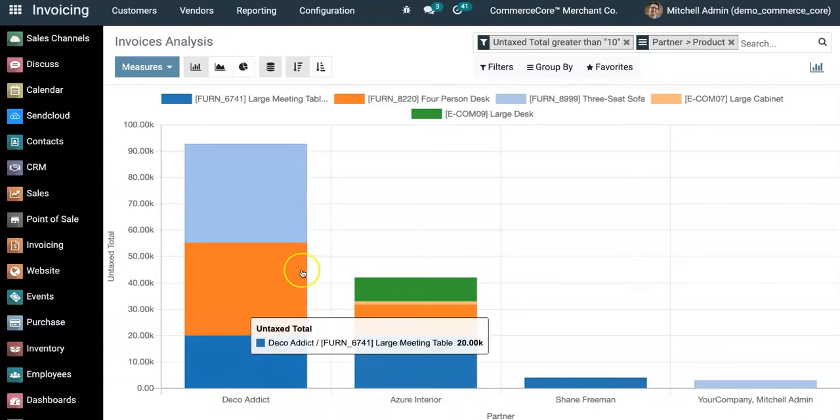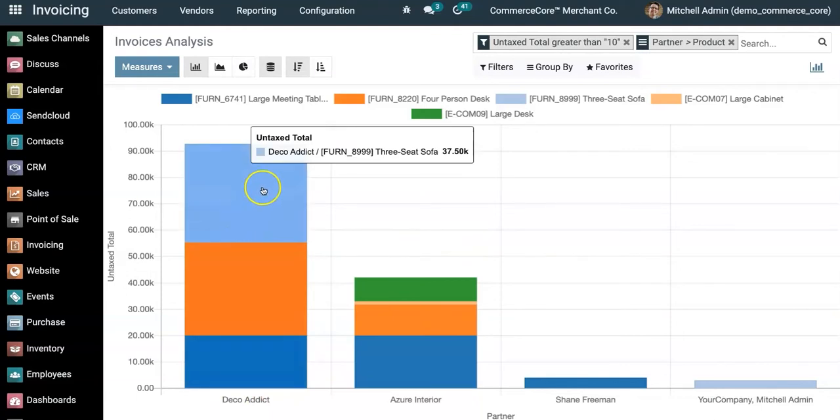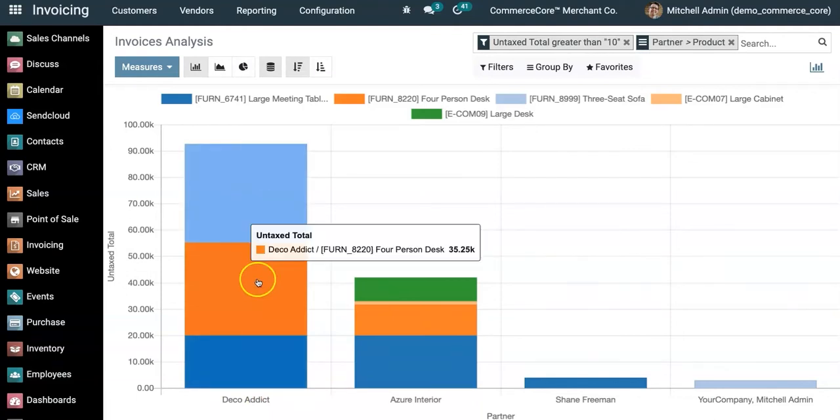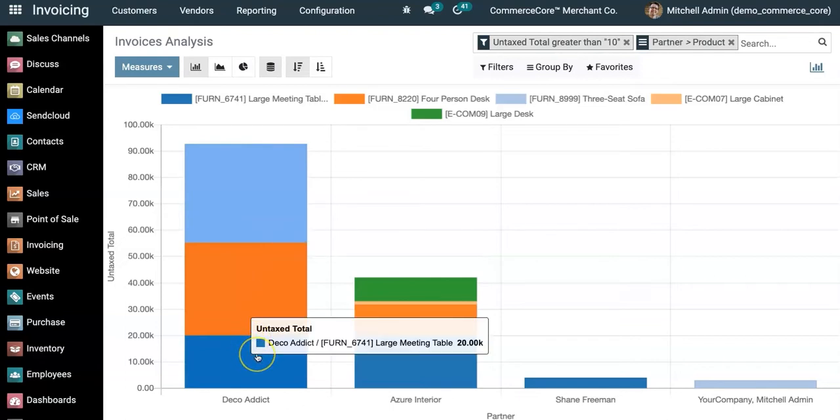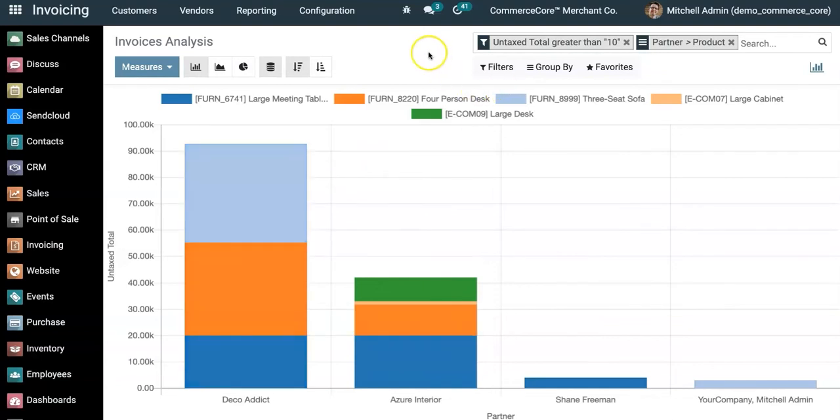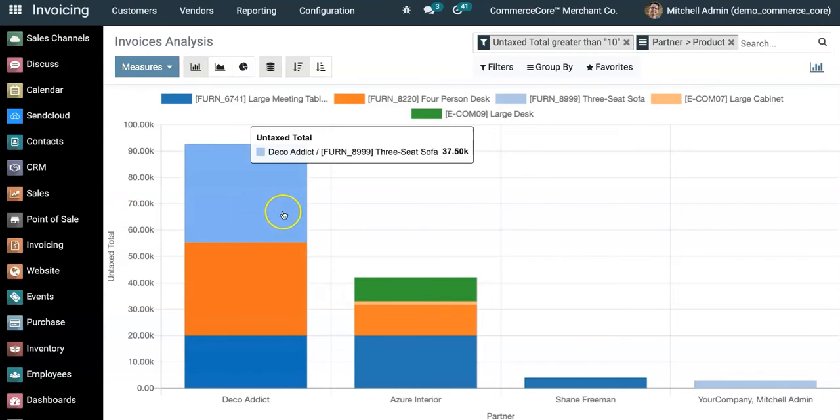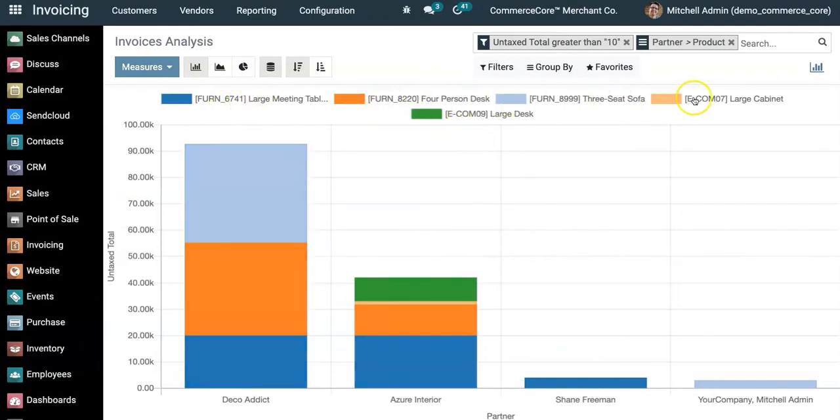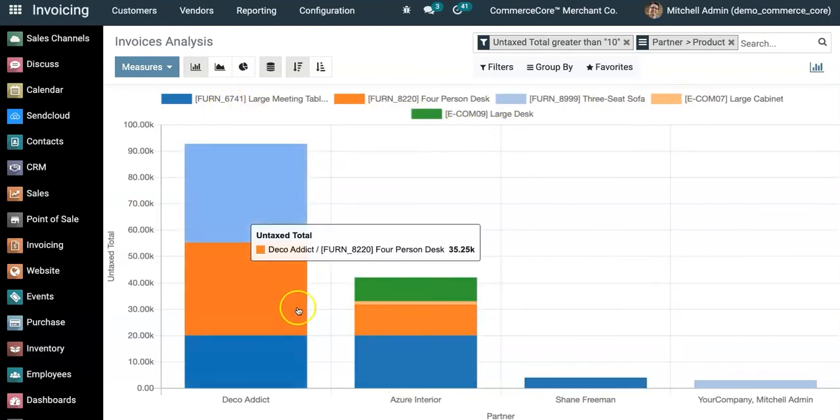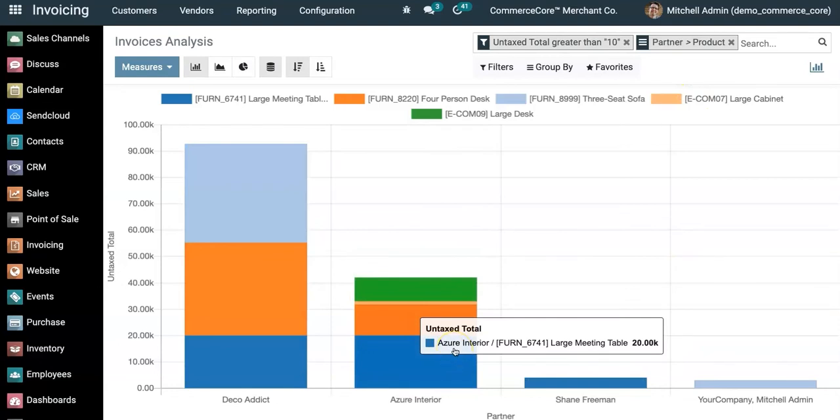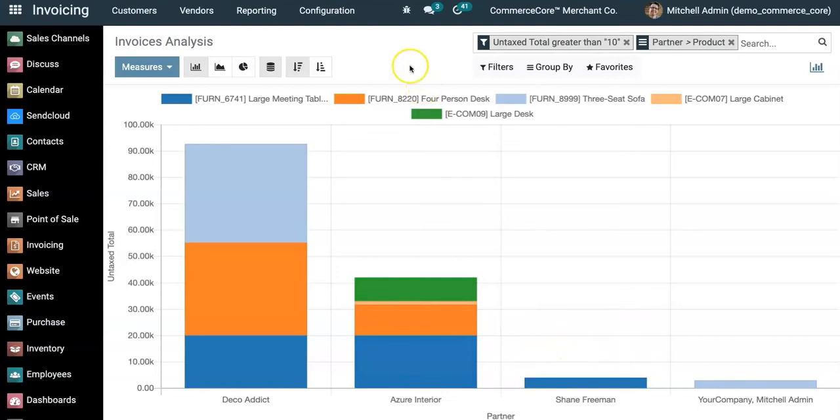So Deco Addict, for example, has been buying $37,000 of sofas and $35,000 of a 4-person desk, and they've been buying large meeting tables of $20,000. So this is by amounts that the customers are purchasing. You've got another index over here, and you can see a fairly good representation of how each customer's buying patterns vary in this particular example.